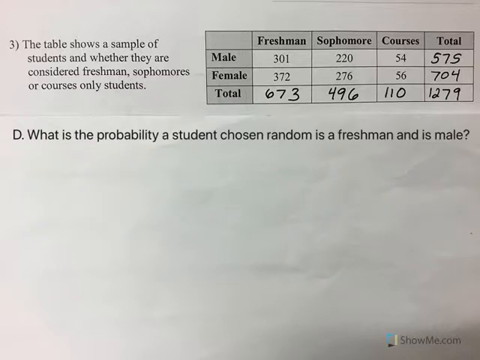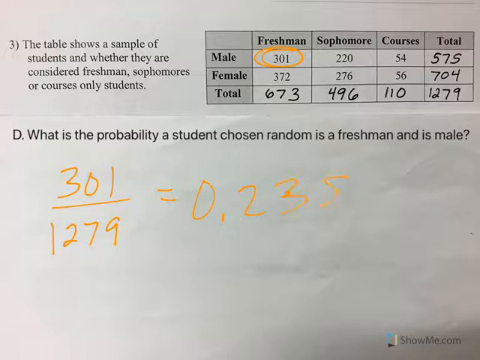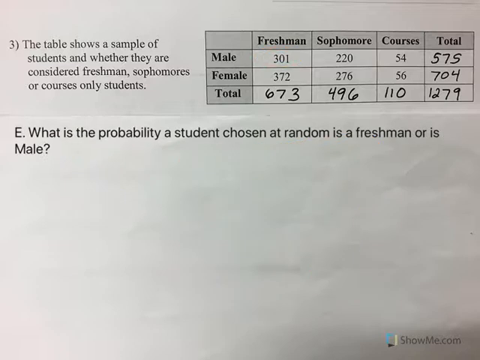What is the probability a student chosen at random is a freshman and is male? Okay, freshman and male is here at 301 over 1,279. And that gives me 0.235 or 23.5%. Or decimal, either way is fine.